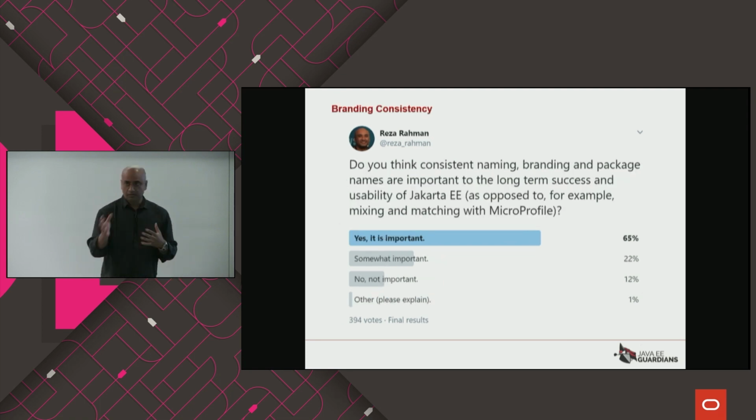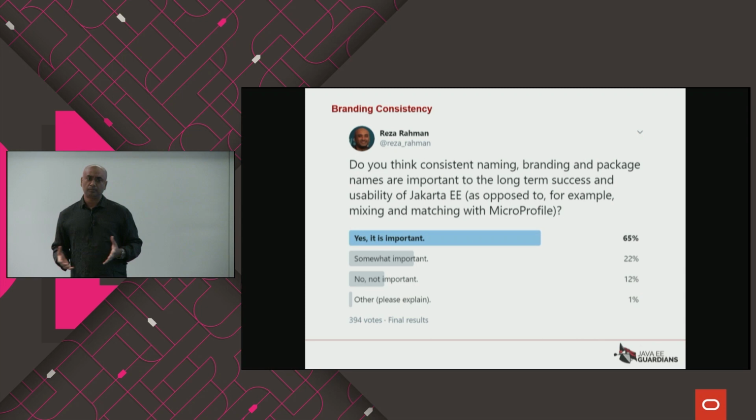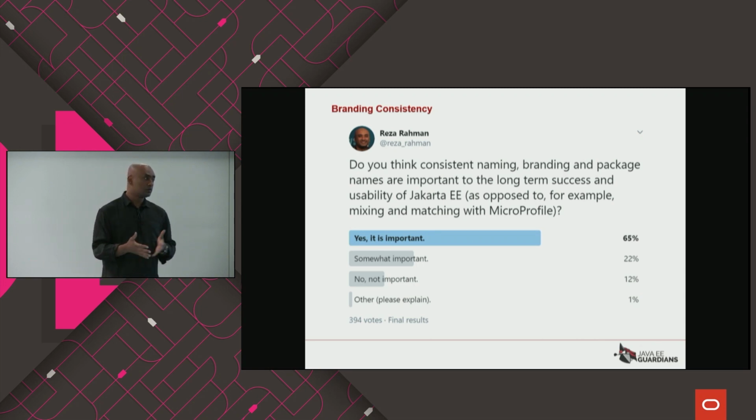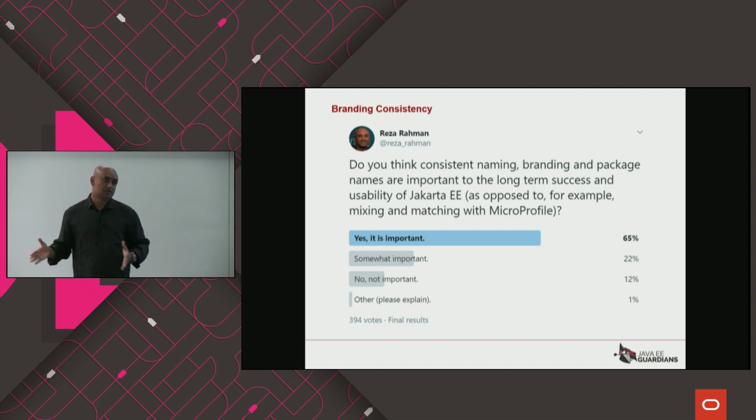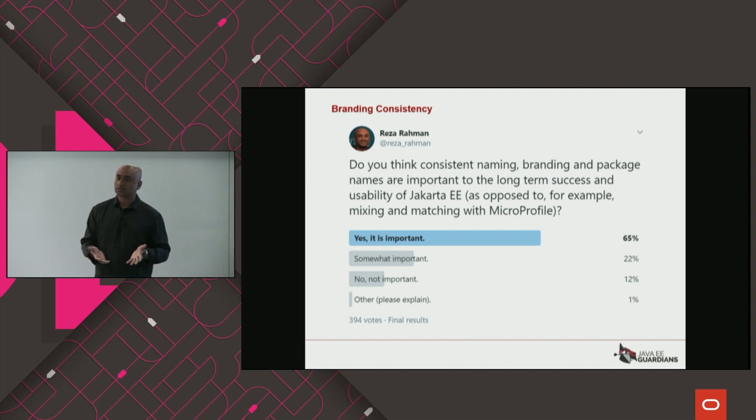Do we keep the Jakarta MicroProfile branding and MicroProfile packaging? No. We want one packaging that is easy to understand and cohesive and consistent. These are the answers that I'm hearing, but these are not the answers I'm necessarily hearing from all vendors. Some vendors, yes. Some vendors, no.